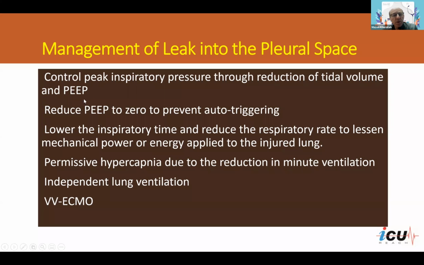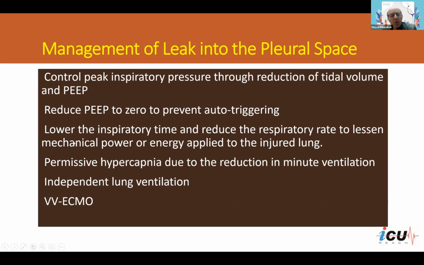And you need to minimize the PEEP. If the machine is auto-triggering with the loss of PEEP, at that time you need to decrease the PEEP to 0. And if you can manage with a PEEP of 0 in a patient who's leaking into the chest, it's better than if you keep the PEEP in the system. If you don't need the PEEP, remove it.